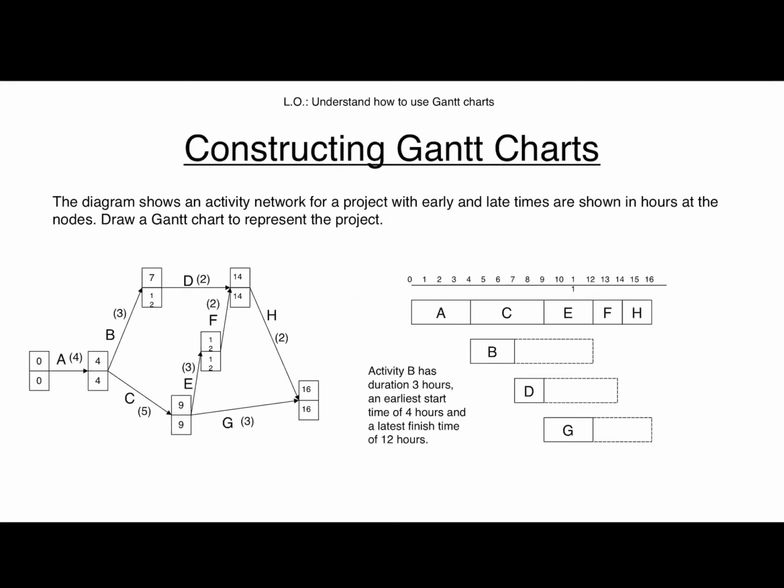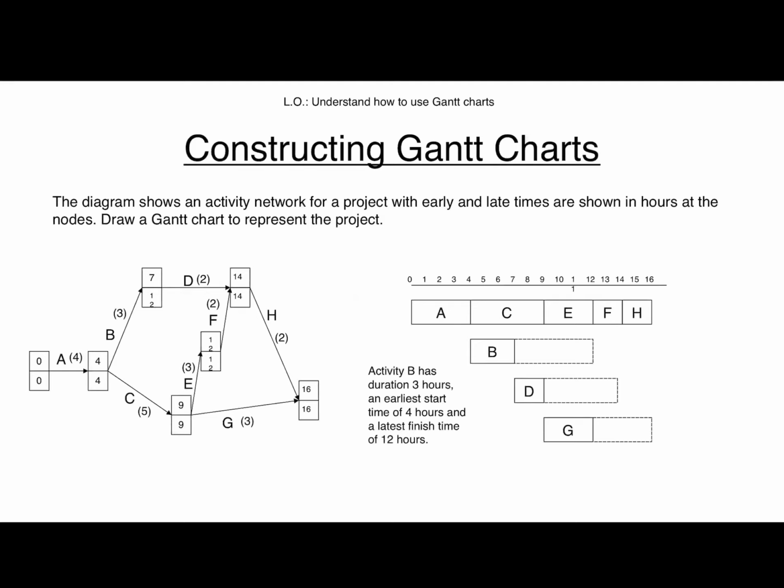And I'm going to then move on to my diagram on the right, and A, C, E, F, and H will follow one after the other in that pattern, one right after the other. There is no room for starting early or finishing late, or starting later or finishing later. So they go one right after the other. So we start the project at 0, and we have to complete A, C, E, F, and H.